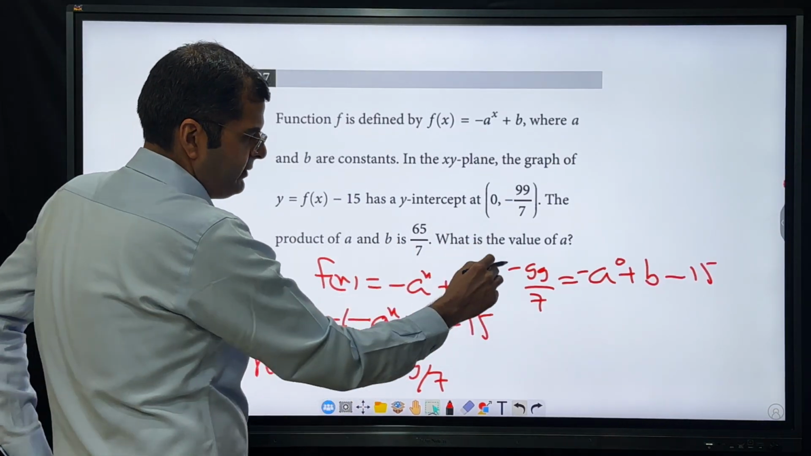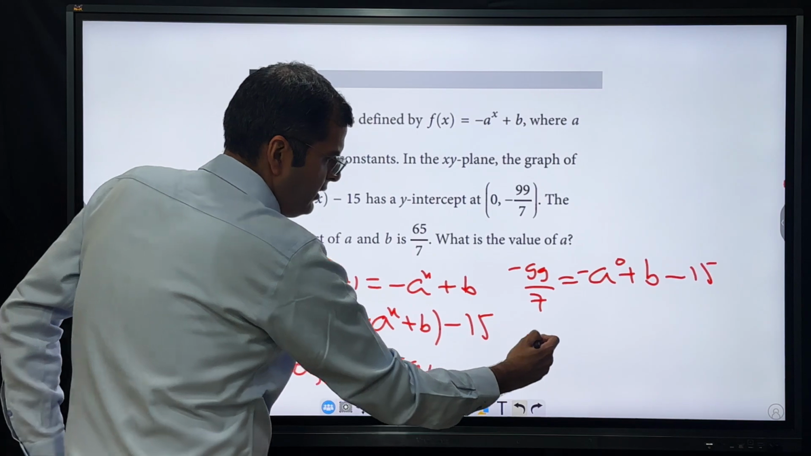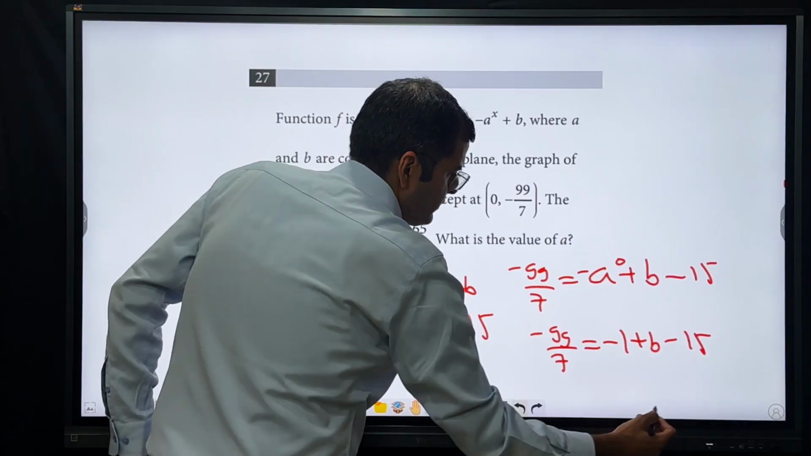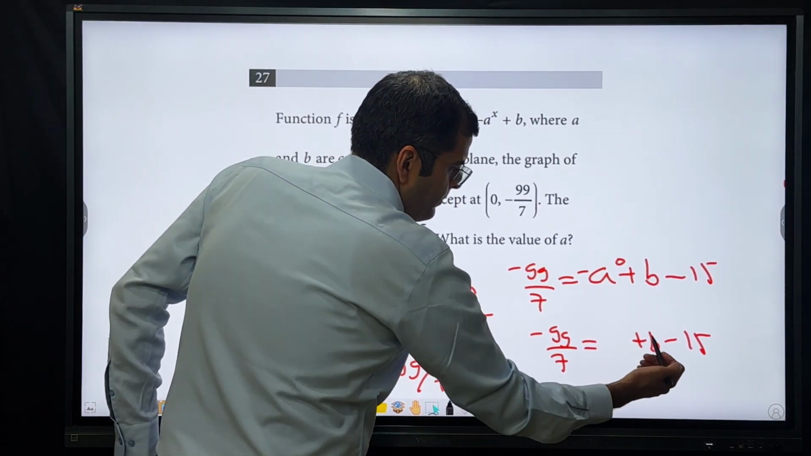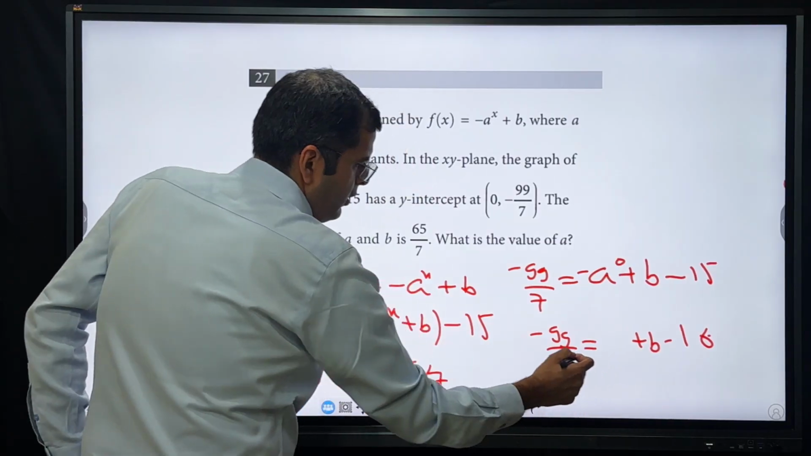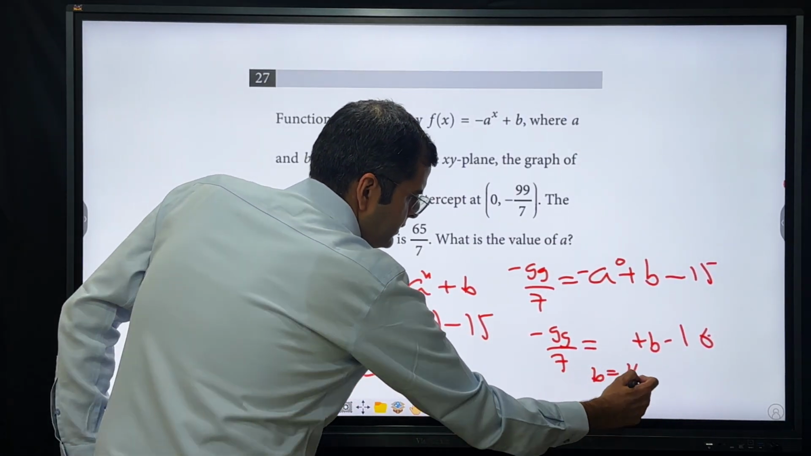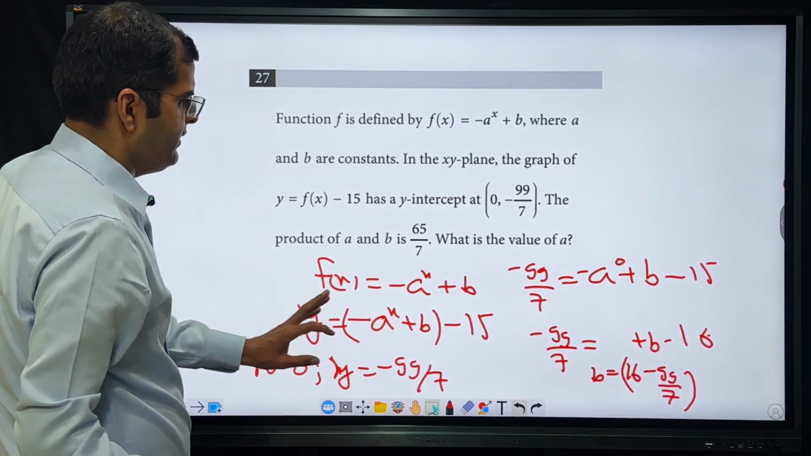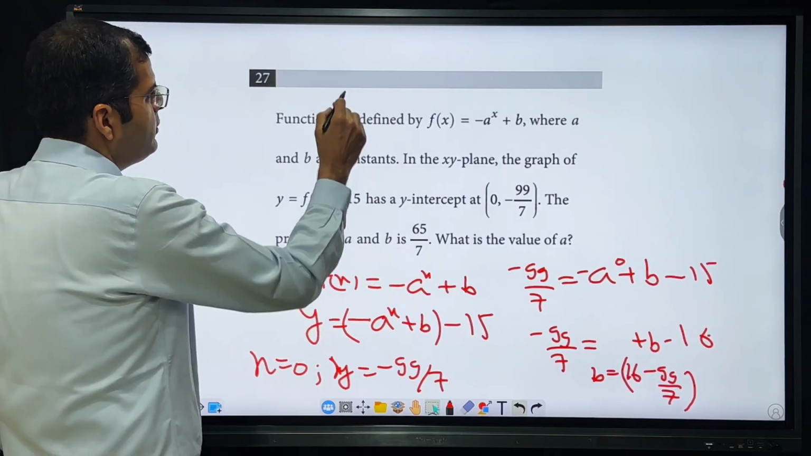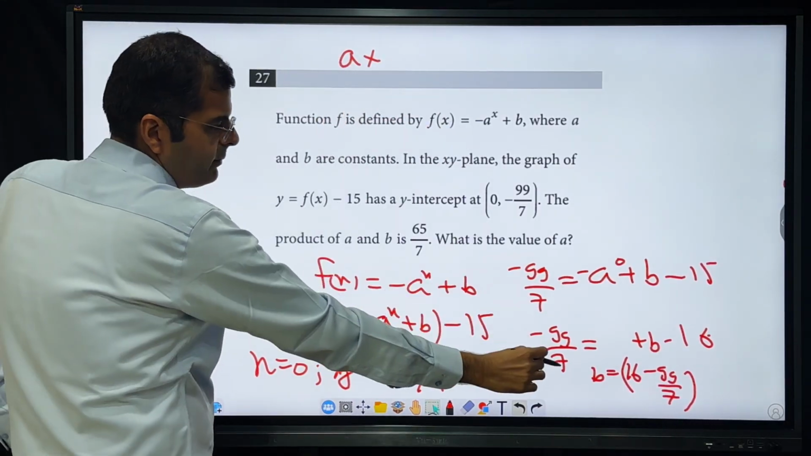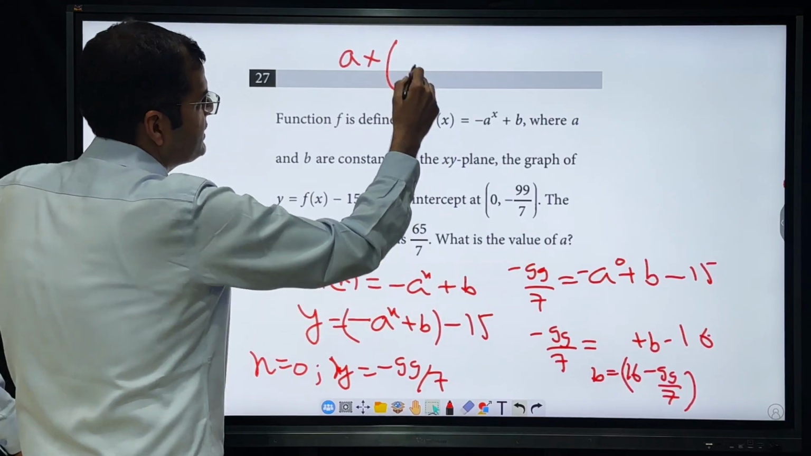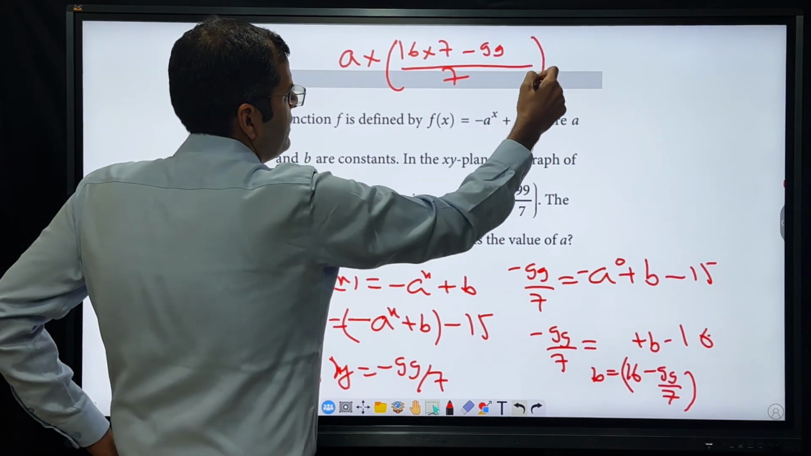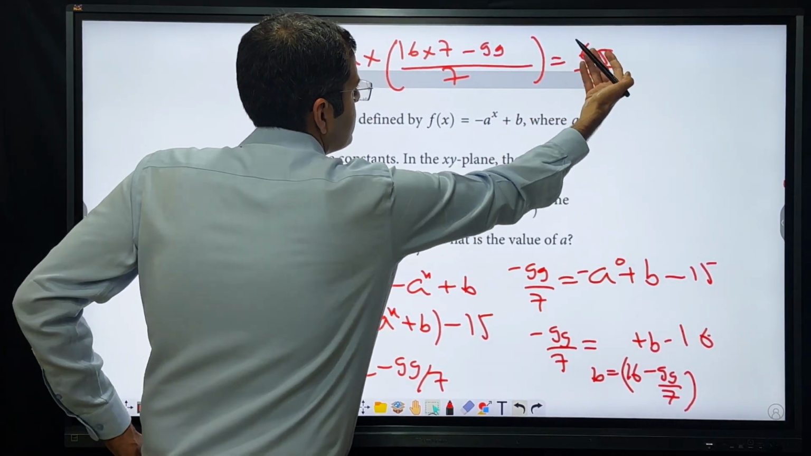What is the value of a? So a raised to 0 is 1. So from here I conclude minus 99 by 7 is equal to minus 1 plus b minus 15. So this becomes b minus 16. Or b will be then equal to 16 minus 99 by 7. Okay, and a into b is 65 by 7. So a into b is what? 16 minus 99 by 7 is 16 into 7 minus 99 divided by 7 is equal to 65 by 7.